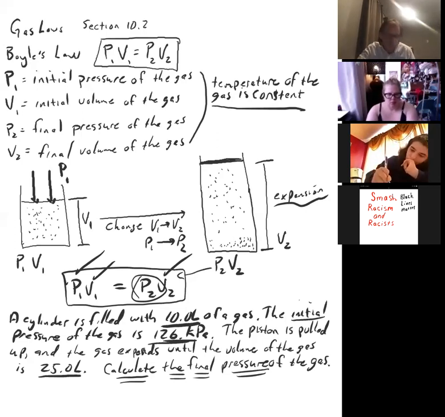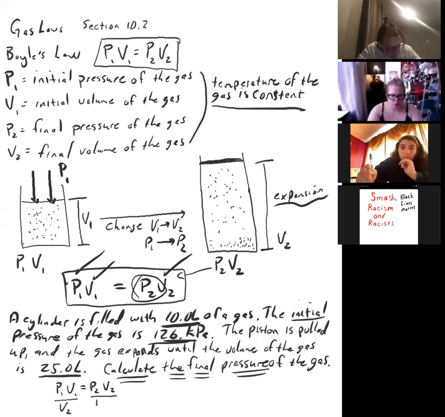Okay. So let's do the algebra first. We want P2. So if we have P1 times V1 equals P2 times V2, the way we get P2 is by dividing both sides by V2. Because if you divide this side by V2, you get P2. And so the way we calculate it is by taking P1 times V1 and then dividing it by V2.